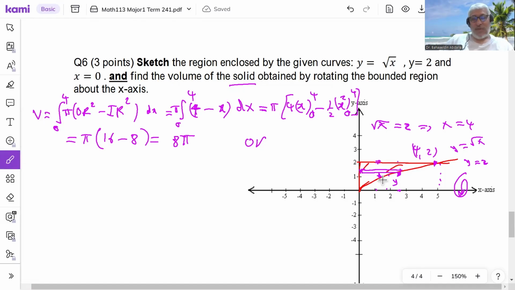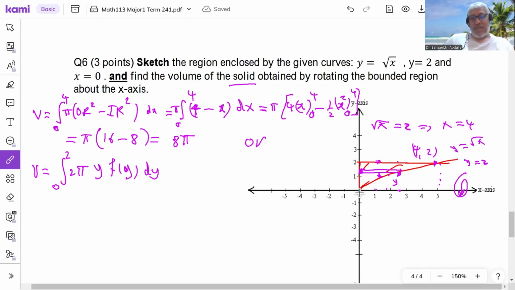So what is the formula for cylindrical shells? Well, what is the width of the rectangle? The width of the horizontal rectangle is part of y. So it's dy. So the volume would be, the formula is 2 pi times the radius, which is y, times the height, which is f of y, dy, and y from c to d. Well, y here runs from where? From 0 to 2.